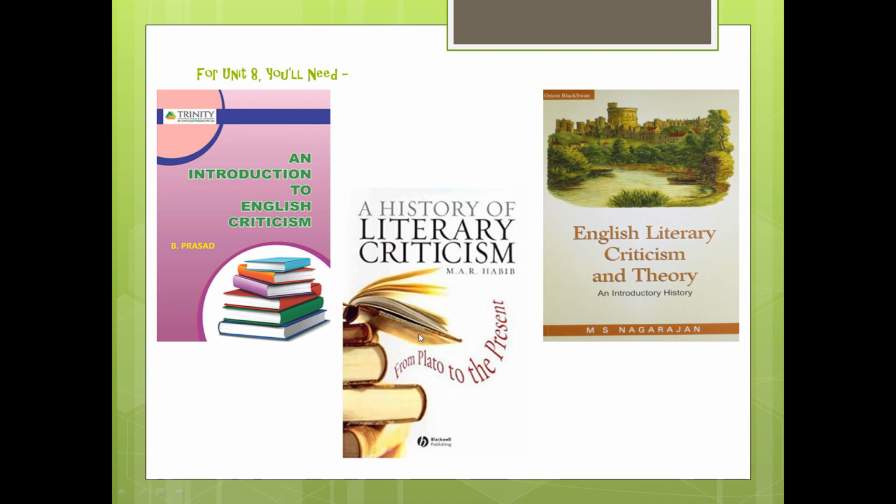Apart from that, a very exhaustive, very big book is M.A.R. Habib's History of Literary Criticism, from Plato to present. In this book, you will get detailed ideas about what Plato writes, what are his works, what has been written in these works, as well as a criticism and analysis of those works from Plato to the present. So, if you want to start easily, go to either one of these two books, Prasad's book or Nagarajan's book, and then when you try to read a little more exhaustively, you should go to M.A.R. Habib's book.